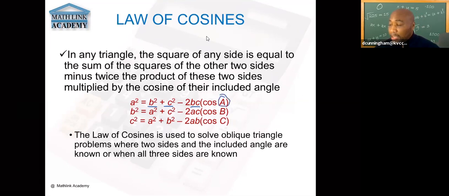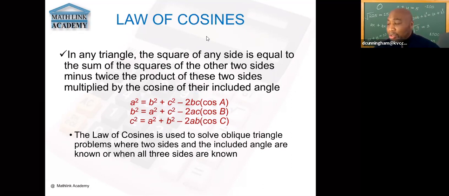Now the key is this angle A corresponds to the opposite side a. This angle B will correspond to the opposite side b. This angle C will correspond to the opposite side c. So what I'm saying is the pattern stays the same for all three formulas to find the side a, b, or c.